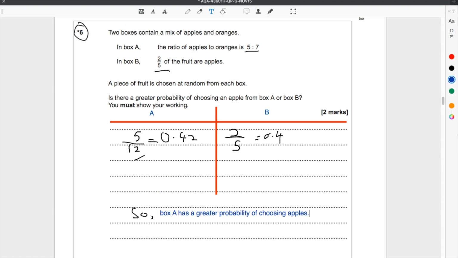And because this is quality of written communication, it's worth showing exactly how you've got to the fact that this is out of 12. So you could say 5 plus 7 equals 12. So 5 out of 12 are apples. And just indicate that 5 out of 12 are apples, okay, in box A.